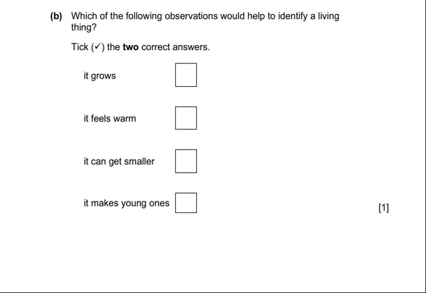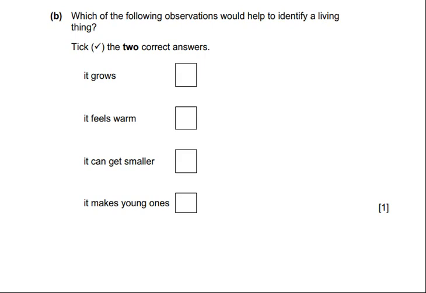Question B. Which of the following observations would help to identify a living thing? Tick the 2 correct answers. So 2 of them identify a living thing. 2 of them can tell us about a living thing. Okay. So here it grows. Yeah, tick it because anything that's living can grow. And number 2, it feels warm.